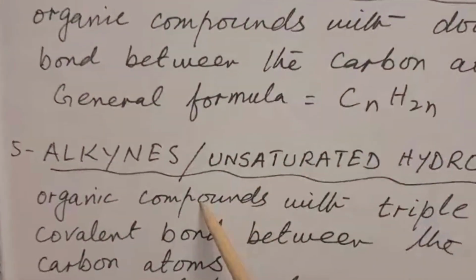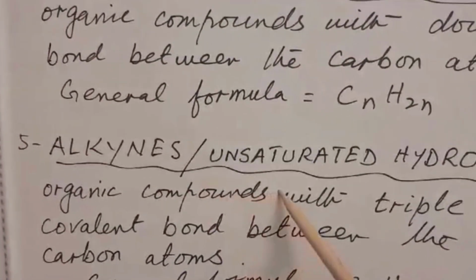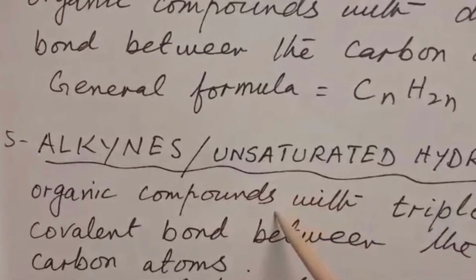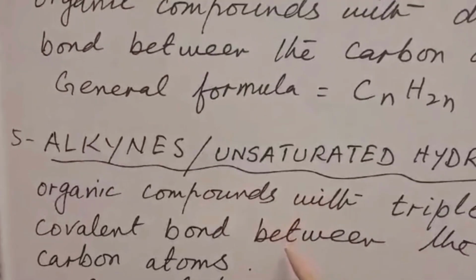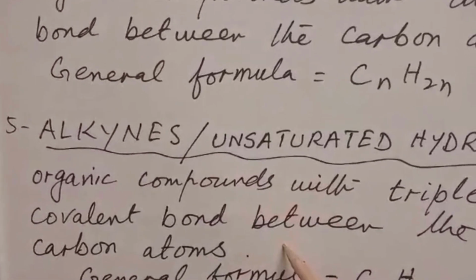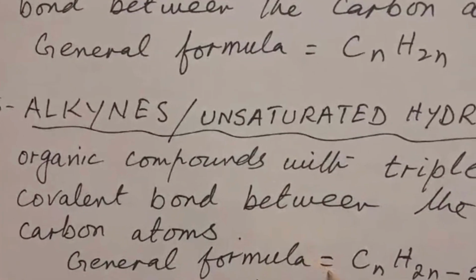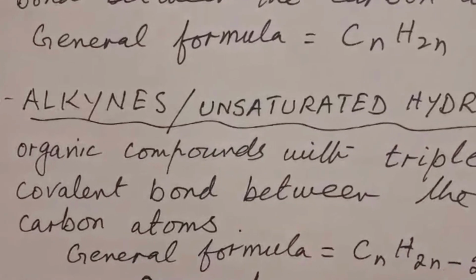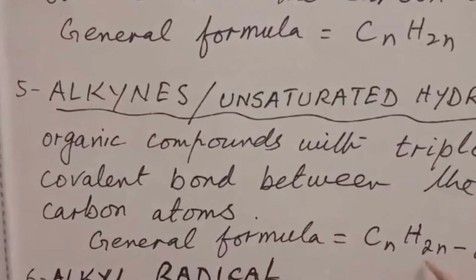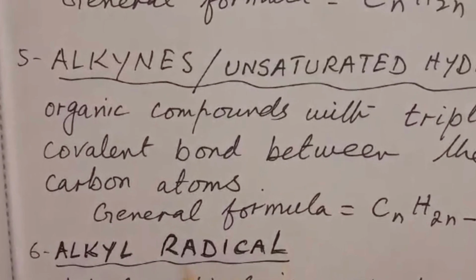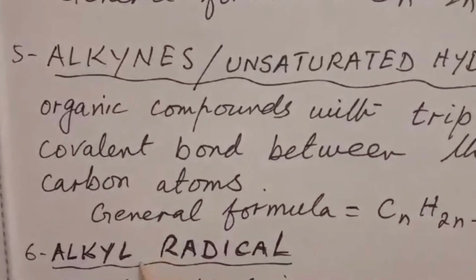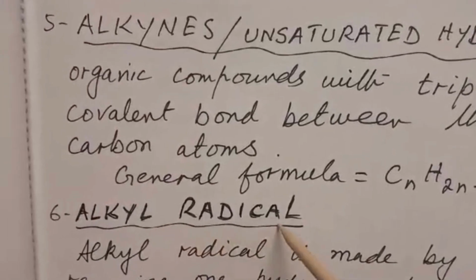And we have alkynes, which are also unsaturated hydrocarbons, and they have the triple bond between the carbon atoms. Their general formula is CnH2n-2. And then we have alkyl radical.